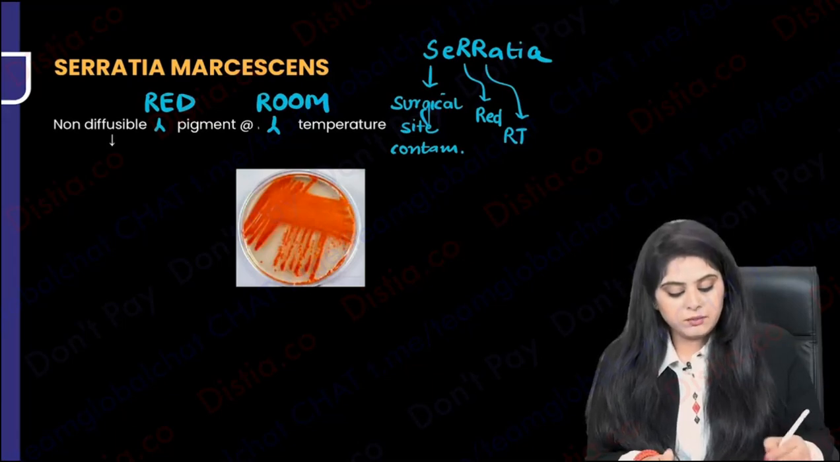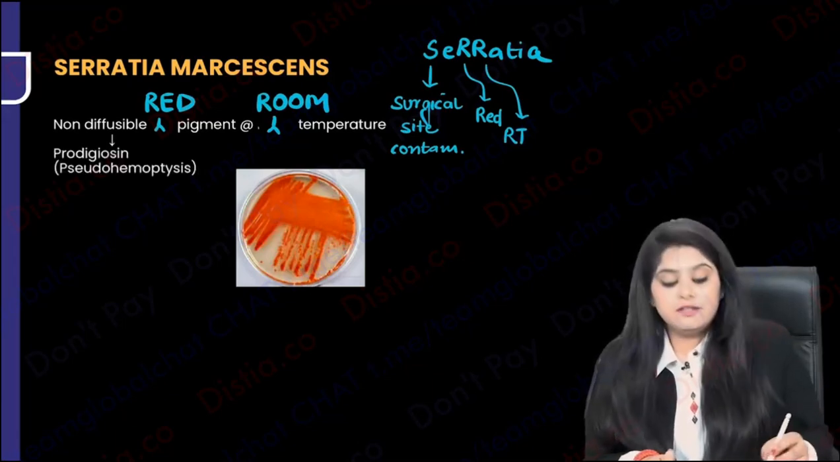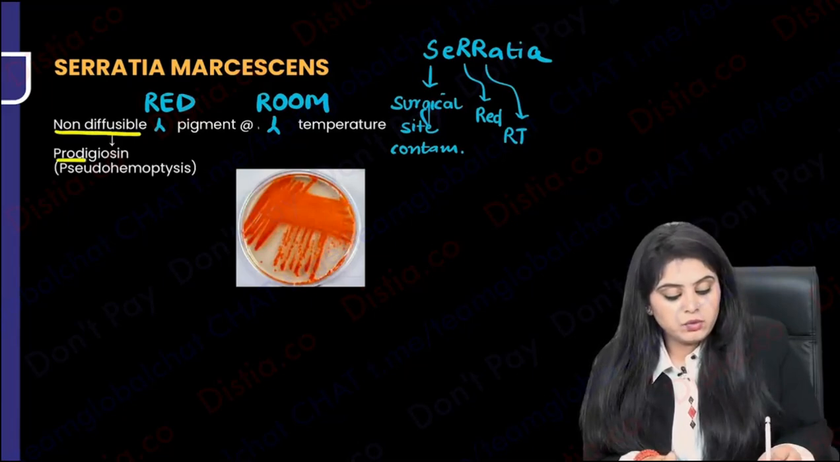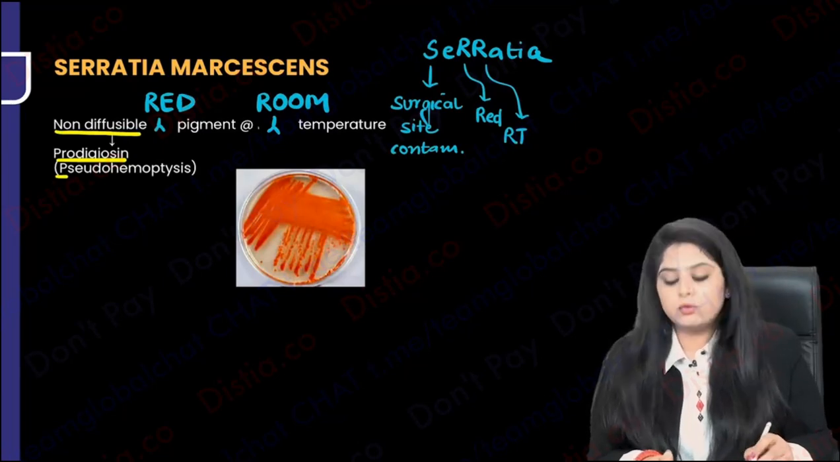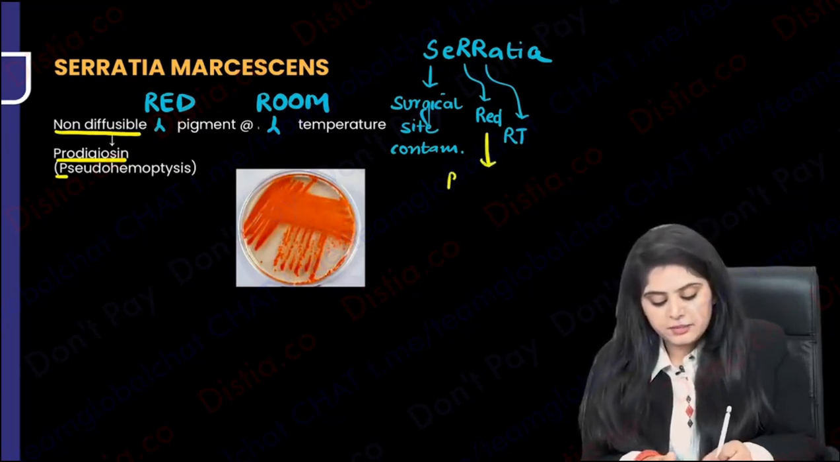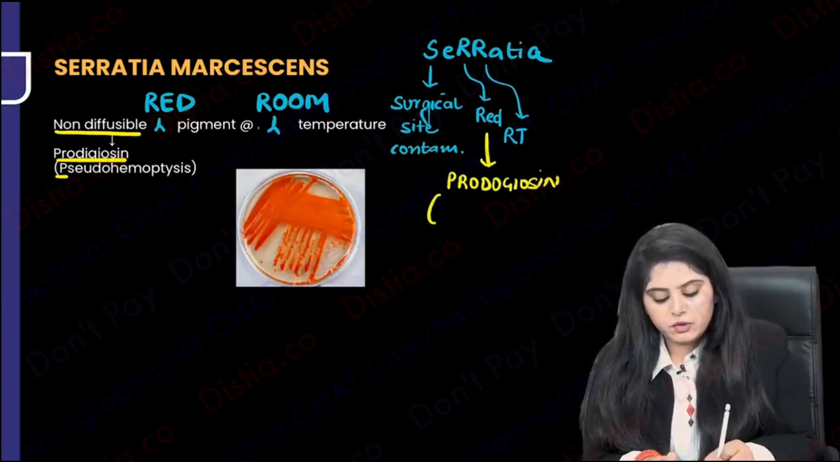No. So what kind of a pigment is it? It is a non-diffusible pigment known as prodigiosin. So what causes pseudohemoptysis is going to be prodigiosin. So remember, this red color pigment is referred to as prodigiosin, and it is responsible for all pink color things. That is pseudohemoptysis, pink hypopyon. These are the things that you should be knowing.